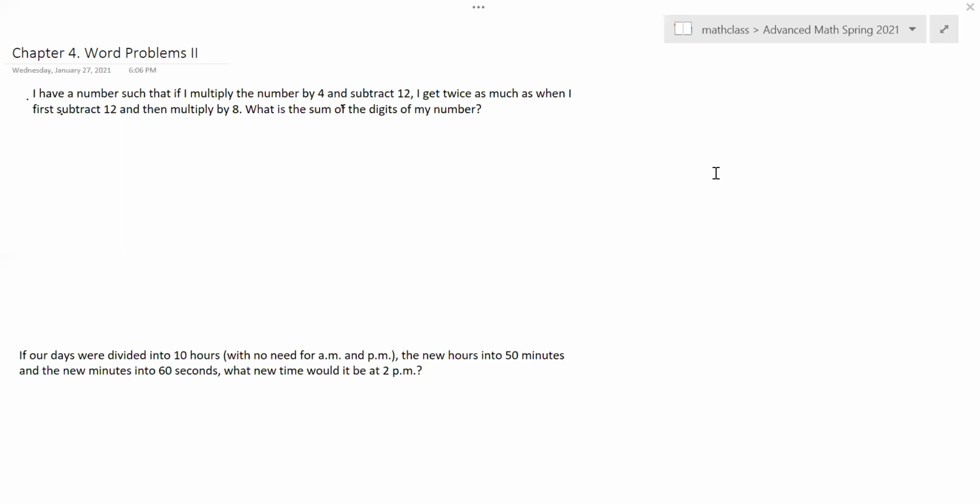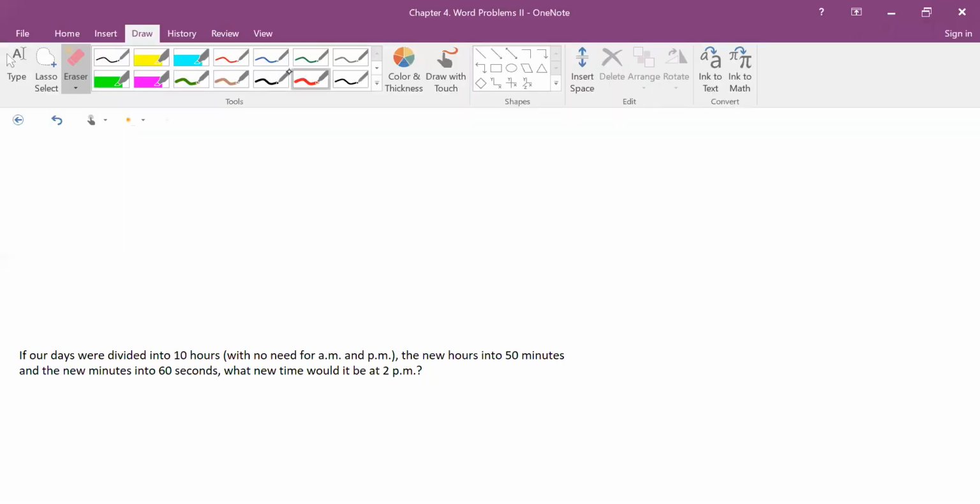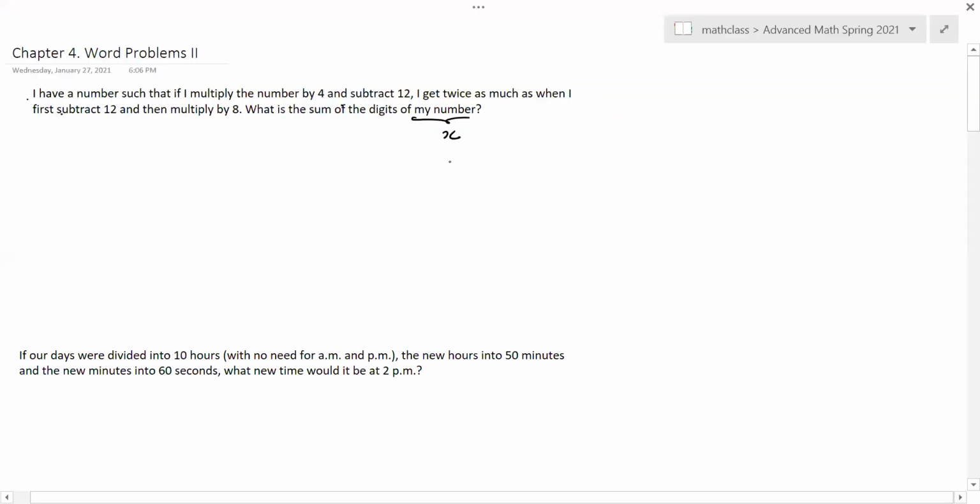So this will be the number, X. You denote my number by X. That's the first step. Then you translate the sentence into a mathematical expression. So you know the number, I multiply the number by 4, and then subtract 12.